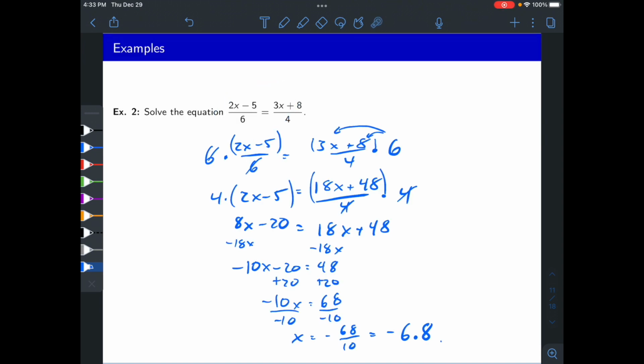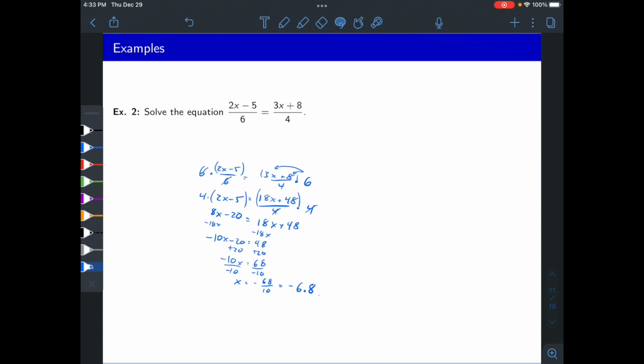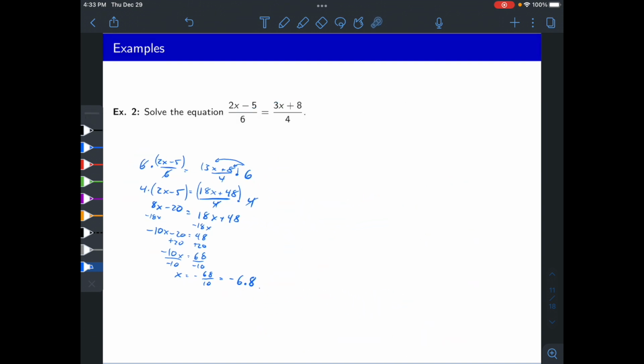So, yeah, let me actually show you that real quick. So in our first step back here, we decided to clear out the denominators by just cross multiplying. You could have instead multiplied both sides by a common multiple of 6 and 4. So the least common multiple of 6 and 4 is equal to 12. So I could just multiply both sides of that equation, 2x minus 5 over 6 equals 3x plus 8 over 4, by 12, that least common multiple.